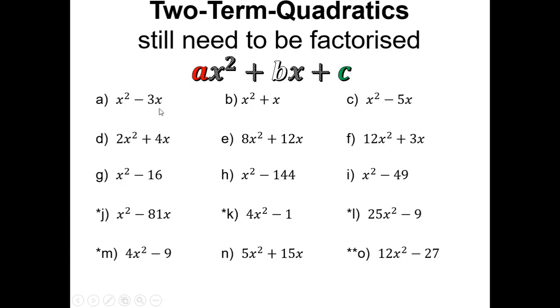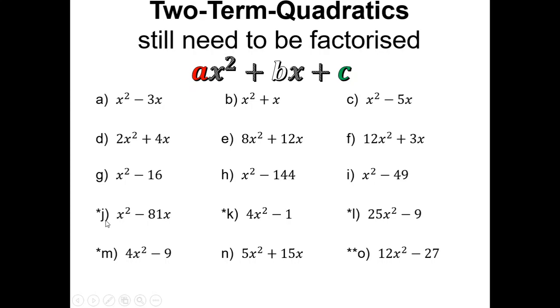Okay, so the first row here, those are where C is missing. The second row here as well, C is missing. All of these questions have both the x squared term and the x term. The next row here, oh, I don't have an x term. I've got an x squared term minus a number. X squared term minus a number. X squared term minus a number. Those are all difference of two squares.